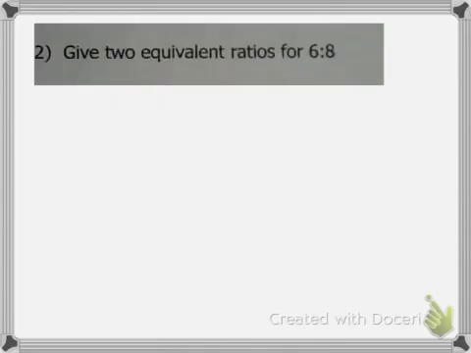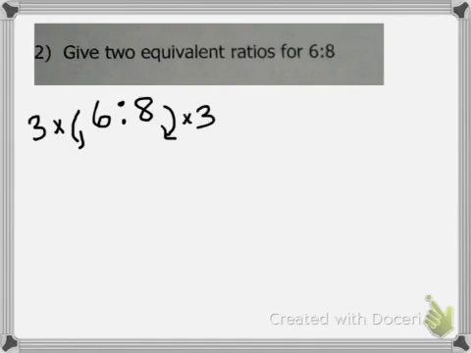Number 2. Give two equivalent ratios for 6/8. We're going to use the same principle here. We're going to write it in ratio form, and moving from one number to the next, we're going to multiply by the same factor. So I'm going to multiply both numbers this time by 3. 6 times 3 is 18, and 8 times 3 is 24. So that's one equivalent ratio, 18 to 24.